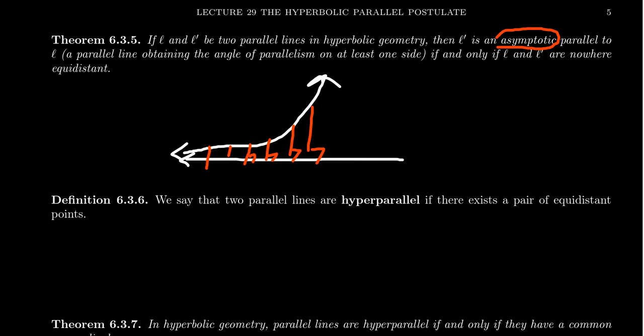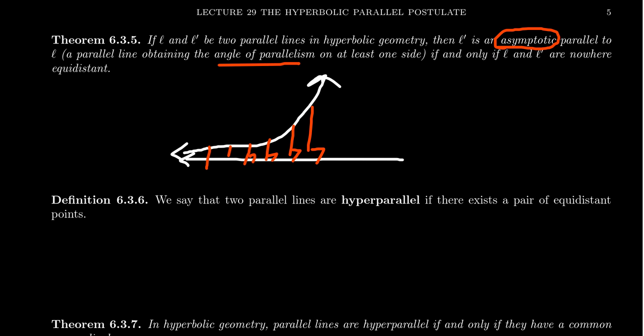That is, these are the parallel lines that attain the angle of parallelism that we had done in a previous lecture. It takes a little bit of calculus to establish this theorem, and I don't want to spend too much time on the calculus of things, but these asymptotic lines are going to be those lines which approach each other, and there's never equidistant points.